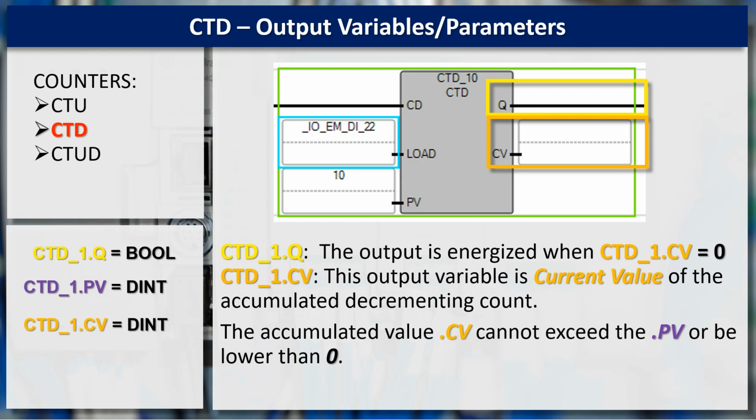The countdown counter has the following output variables and parameters. The primary one is the Q, so that would be the countdown_1.Q, and the output is energized when the countdown current value is equal to 0. The current value is the accumulated decrementing count. The accumulated value of .cd cannot exceed the program value or be lower than 0.